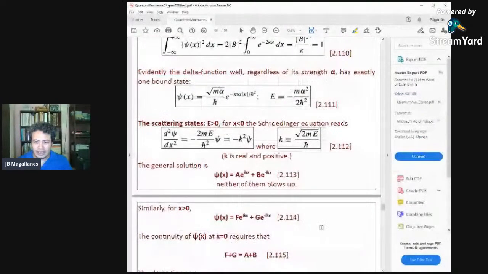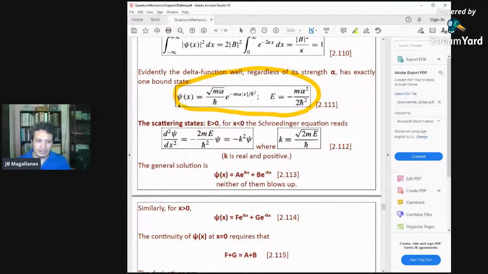So again, you have this. If you multiply by exponential to the minus iEt over h bar, then you can use this to get the time-dependent wave functions. So these are the bound states for the Dirac delta potential.